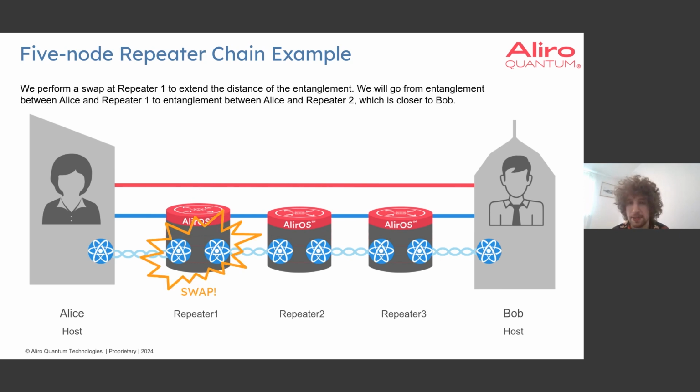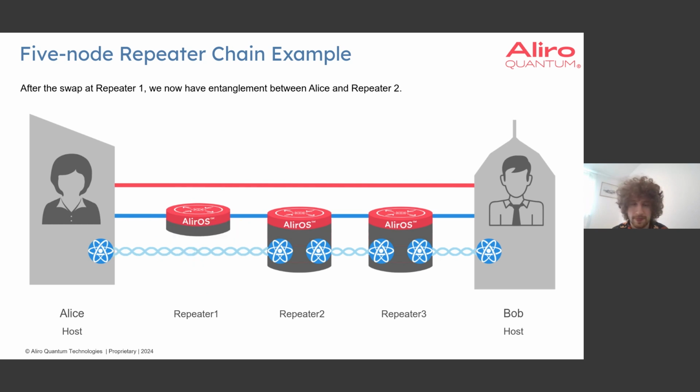Now that we have entanglement between each pair of neighboring nodes, we're ready to do entanglement swapping. Here we'll perform a swap at repeater 1 to extend our entanglement from Alice to repeater 1 to Alice and repeater 2, which is closer to Bob. After the swap, we went from entanglement between Alice and repeater 1 and entanglement between repeater 1 and repeater 2 to having entanglement between Alice and repeater 2.